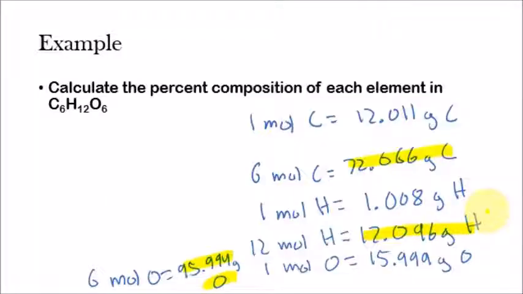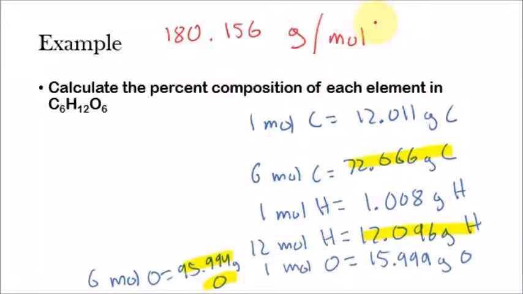Let me write that at the top: 180.156 grams per mole. That's a way of indicating molar mass. Typically you see grams per mole as the unit. So that's the molar mass of this compound.